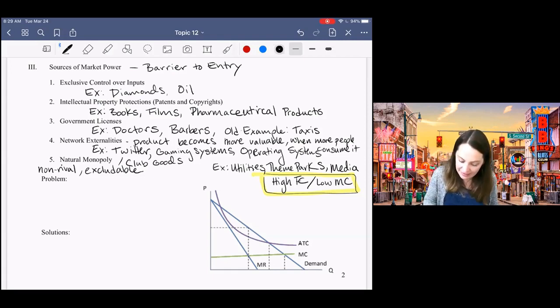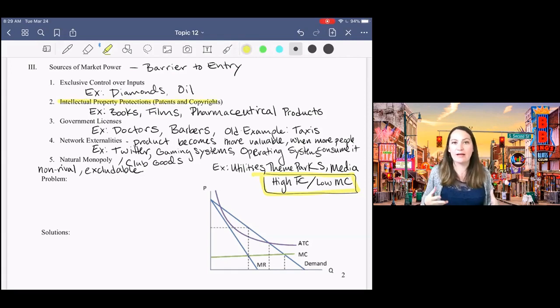And this relates back to this category here where we have patent and copyright protections, because basically in these high fixed cost, low marginal cost industries, competition can't really exist. The good cannot be provided by a competitive market. Why is that? Well, let's look at our graph here.